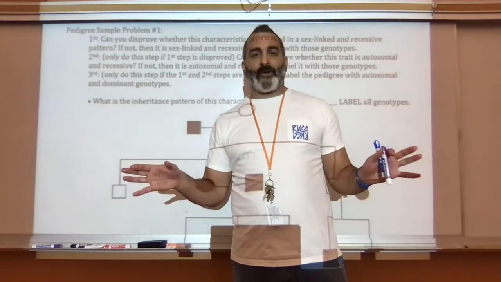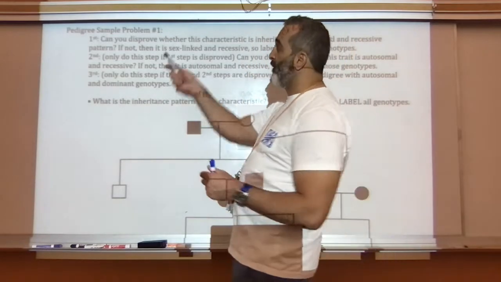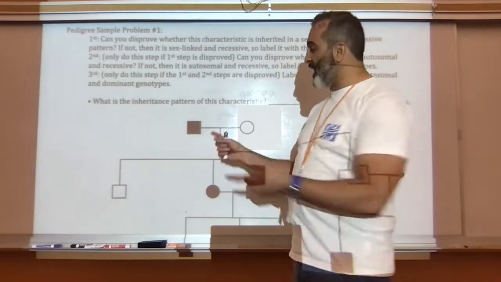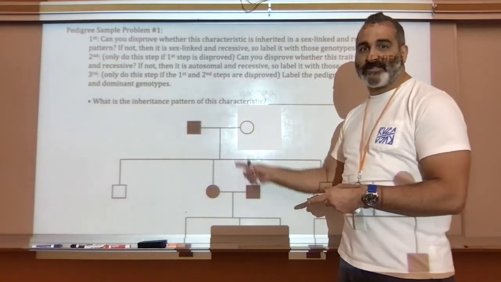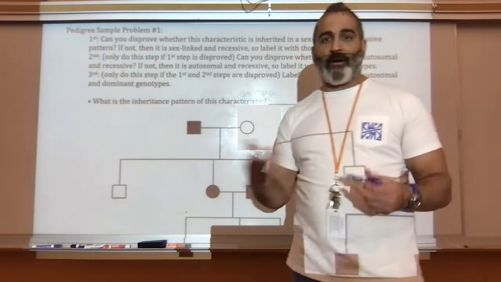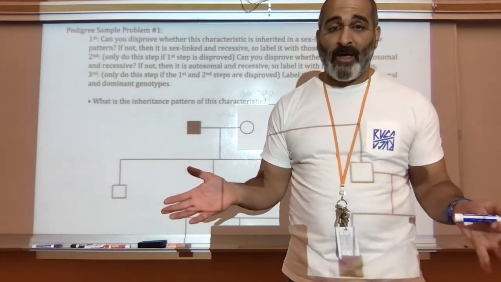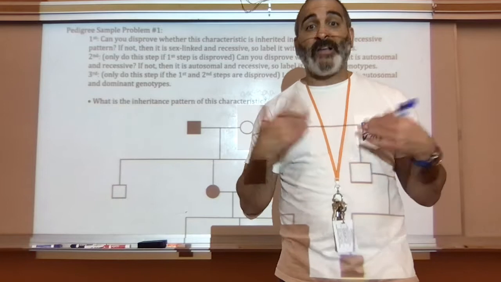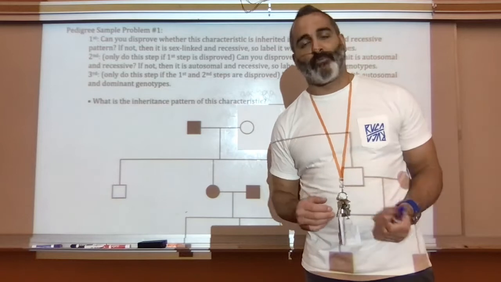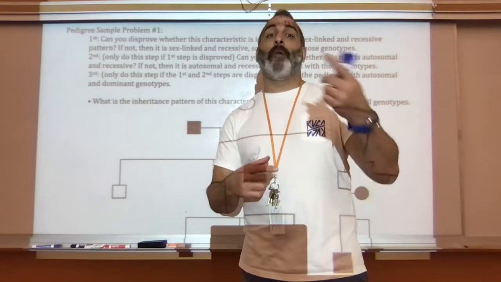Now, the rules are interesting, all right? And I mentioned them to you in the last lecture. So let's go through the rules. First thing it says, can you disprove whether this characteristic that's being passed down, and I'll slide this up, can you disprove whether this characteristic is being passed down from parent to offspring? Can you disprove that it is sex-linked? Okay, and sex-linked is automatically recessive, all right? If you cannot disprove sex-linked, then guess what? You have sex-linked. It is sex-linked if you can't prove it wrong, okay? But if you prove it wrong, then you move on to number 2.